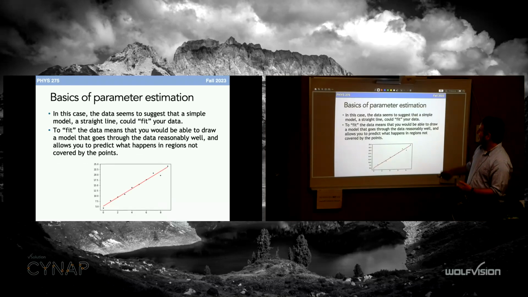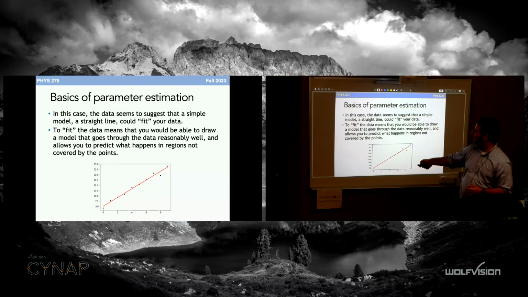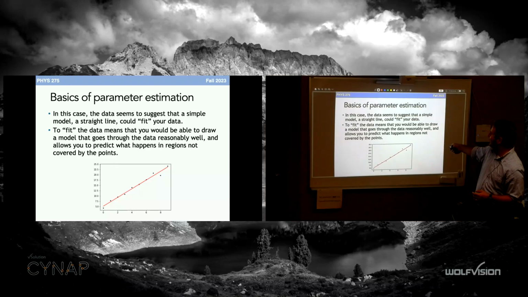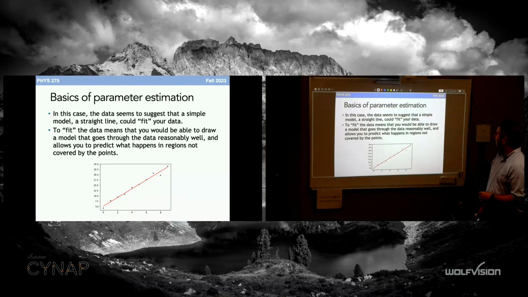Okay, in this case, the data seems to suggest that a simple model, a straight line, would fit your data. That's a good description of the data. That seems to be working. I mean, there's a flag a bit here, but that's it. To fit the data means that we'd be able to draw a line that goes through all the data reasonably well and allows you to predict what happens next. So if I keep running, I'm going to end up at 30 meters at about 11 seconds. Linear regression is quite easy. You draw the line, you go, yep, that describes the model.